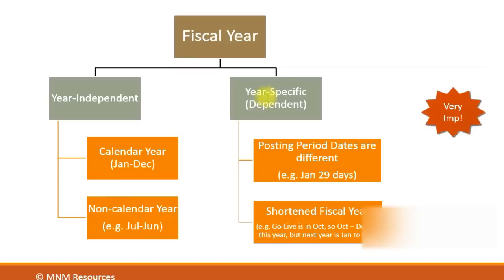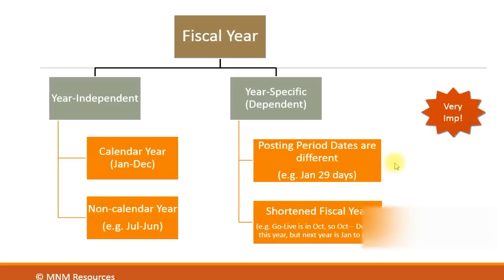Now let's come to the year dependent fiscal year variants. Here also you have two different settings. For example, if you only want a certain number of days in a month, like 29 days in January, 26 days in February, and so on. Now why would you want to do this?